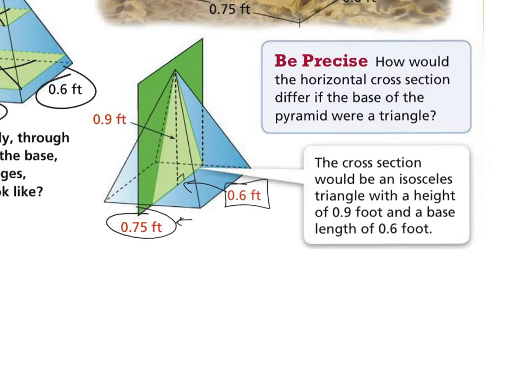So for this triangle, we have a definite point that we cut this at. We have definite dimensions on this. Again, we have a base of 6/10 of a foot, and we have a height of 9/10 of a foot.